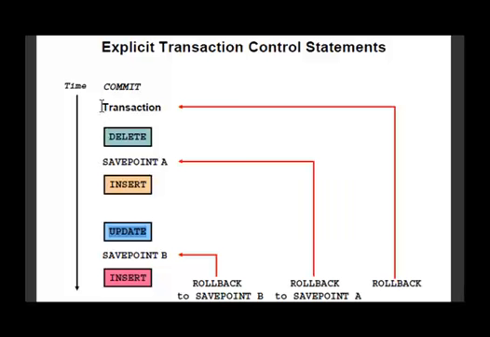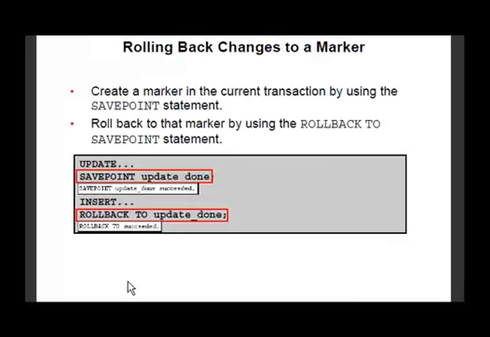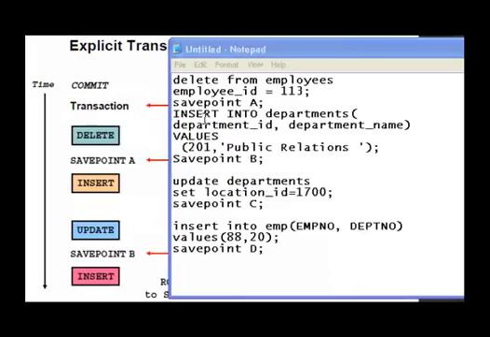Now in Oracle database, when we do an insert or delete statement right here, we can ask it to generate a savepoint, and we can use the savepoint to go back to that point. Or we can generate a savepoint B when we do an update statement, or another savepoint when we do an insert statement. Let's look at this example. When I do the update statement, I say savepoint update done, then the savepoint is generated. When I do an insertion, again I generate a savepoint.